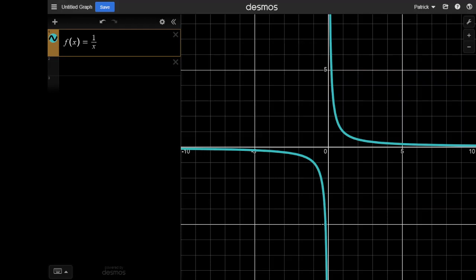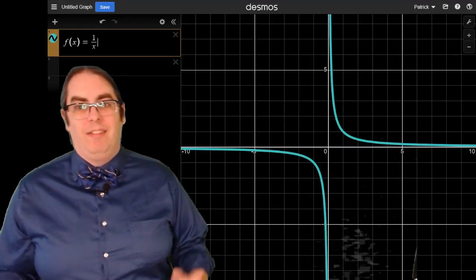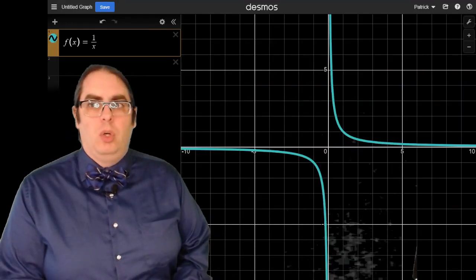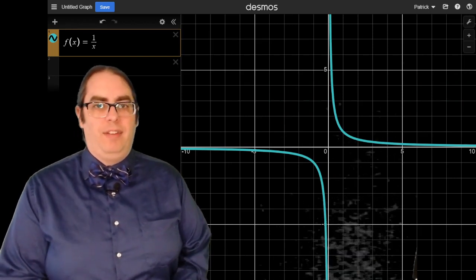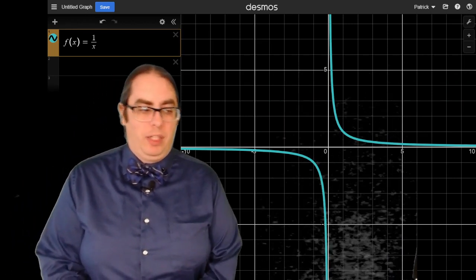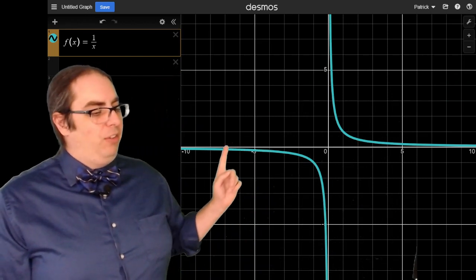The graph of the reciprocal function forms a shape known as a hyperbola. Interesting features about a hyperbola are that it has horizontal and vertical asymptotes. Or in general, a hyperbola has asymptotes going in several different directions. So we have an asymptote here.